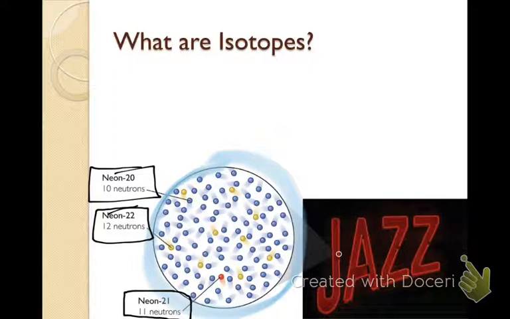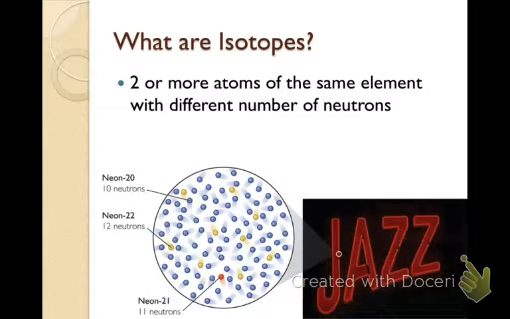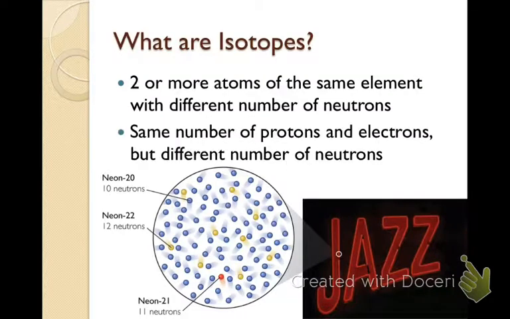So if we look here, we have isotopes are two or more atoms of the same element with different number of neutrons, but then they'll have the same number of protons and electrons. So here again with this sample, not all of these neons are the same, but they are still neon, just with a different number of neutrons.